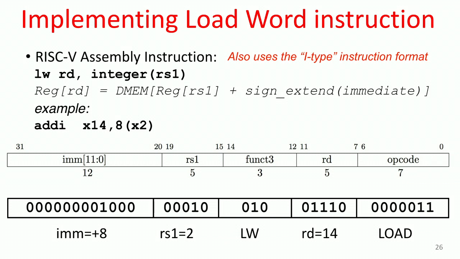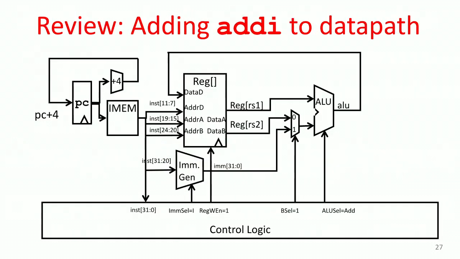In this example, it's +8. OK, so we have to change our data path to implement this instruction. This is what we had previously after we did the add immediate instruction. So now what we're going to do is use the output of the ALU in a different way.